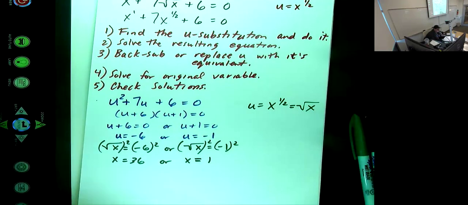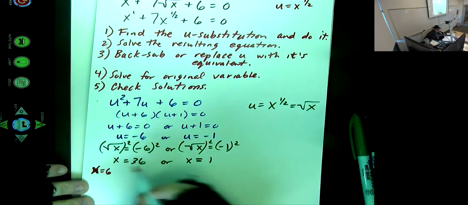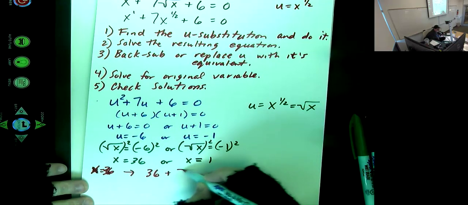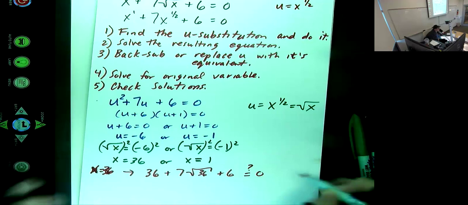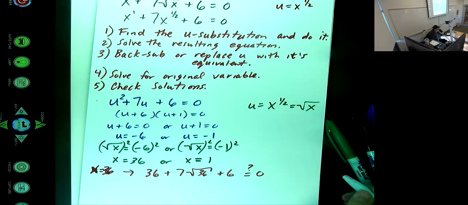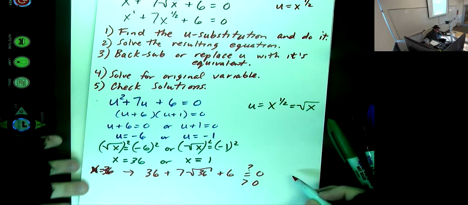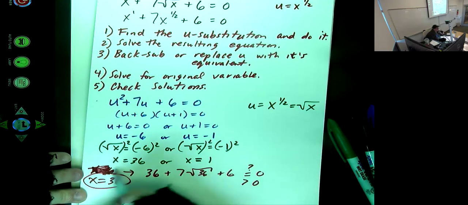So let's check them. If I check x equals 36, I have 36 plus 7 times the square root of 36 plus 6. Does that equal 0? Without even doing it, is there anything in there with a negative sign? There's nothing that lowers the value, so this is definitely greater than 0. So x equals 36 doesn't work.